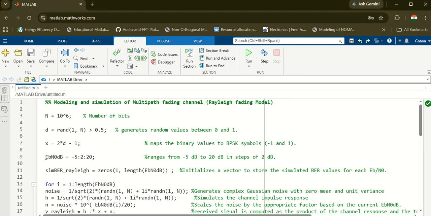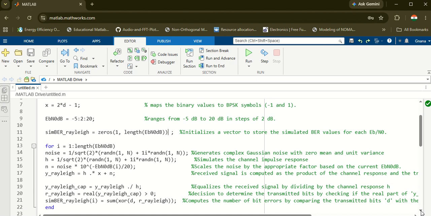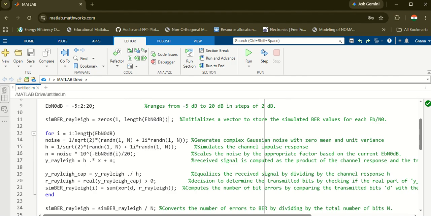Okay. Next, I am initializing the Eb/N0 value in decibels, that is from -5 to 20 in steps of 2 decibels. Then I have to generate an empty vector of size 1 cross length of Eb/N0. So I am generating an empty vector which consists of all the values as zeros. Okay. Next I am initializing the loop. So this for loop will run for length of Eb/N0 times. That much number of times this loop will be running.